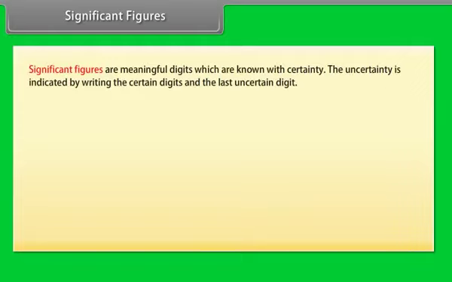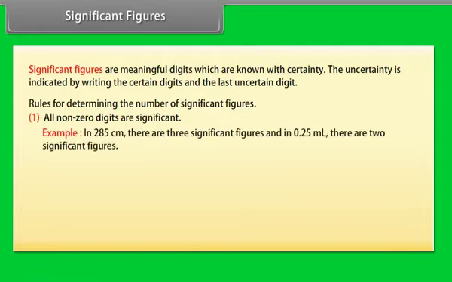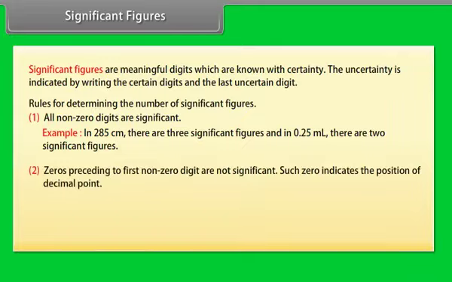Significant figures. Significant figures are meaningful digits which are known with certainty. The uncertainty is indicated by writing the certain digits and the last uncertain digit. Rules for determining the number of significant figures. All non-zero digits are significant. Example, in 285 centimeter, there are 3 significant figures, and in 0.25 milliliter, there are 2 significant figures. Zeros preceding the first non-zero digit are not significant. Such zero indicates the position of decimal point.